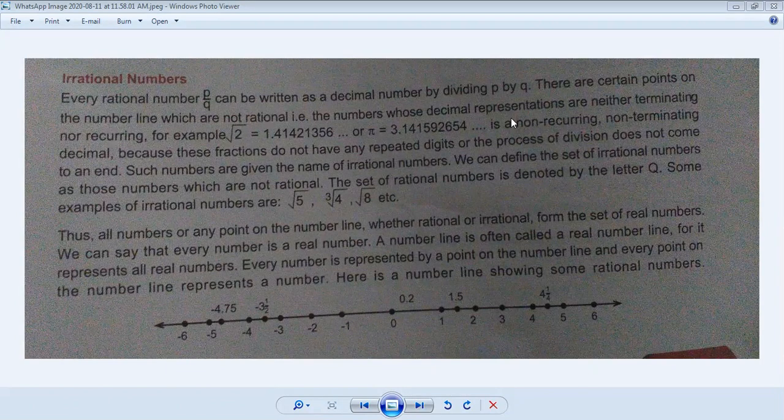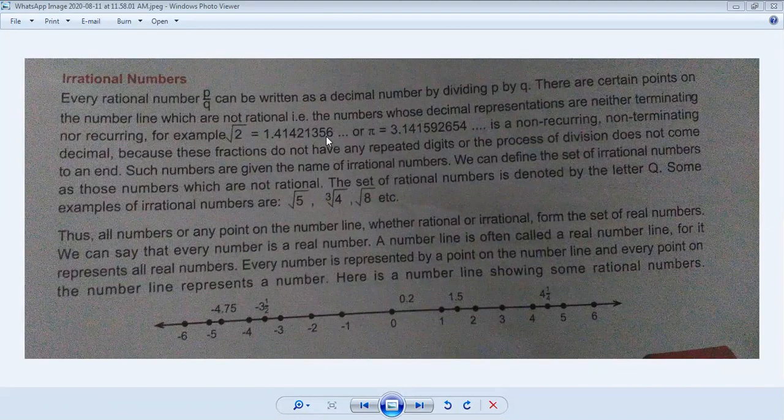So here it is telling us that there are numbers whose decimal representation is neither terminating nor recurring. We do not get a proper decimal answer for some numbers, and neither do we get a recurring answer for them. For example, root 2. What is the exact value of root 2? The exact value of root 2 is 1.41421356, and the digits keep on continuing.